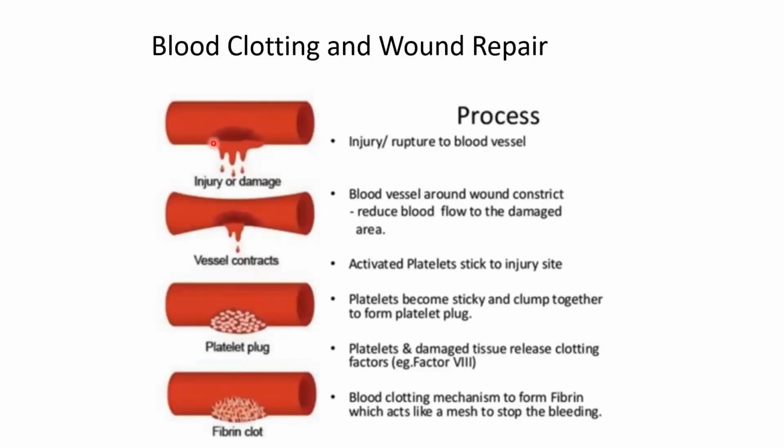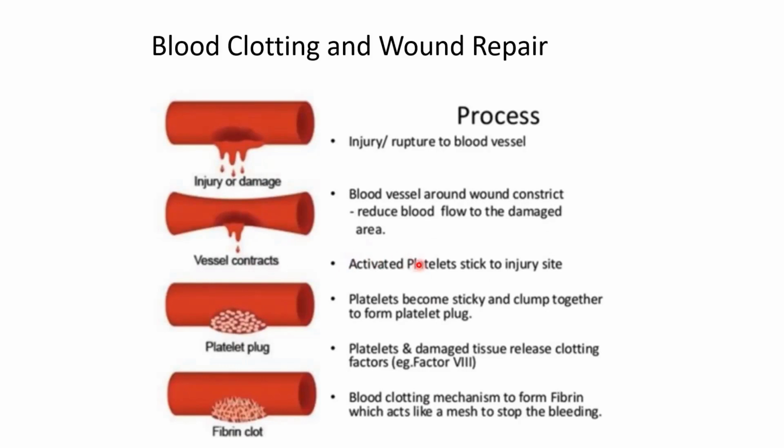Any injury on the skin is going to damage the tissue here, or it is going to damage the blood vessel as well. That is why there is bleeding after you are cut by a sharp object. So the vessel is damaged. After getting damaged, this vessel is going to contract and reduce the blood flow here, so as to avoid losing most of the blood.